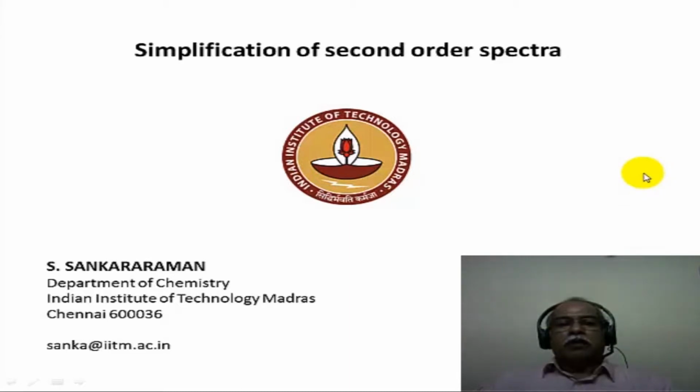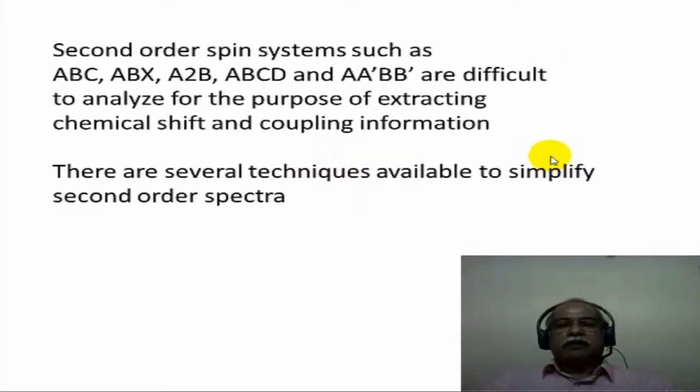Hello, welcome to Module 7 of the course on application of spectroscopic methods in molecular structure determination. In Module 6, we considered the second order effects on the NMR spectrum. The second order spectra are fairly complex, and we saw many examples of them. We also realized how difficult it is to get the delta values and J values from second order spectra. In this module, we will consider certain techniques that are used for the simplification of second order spectra.